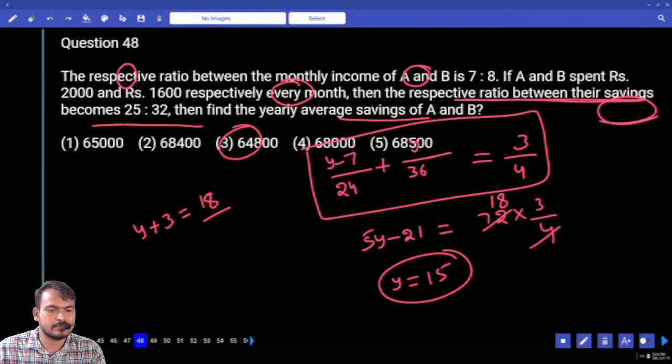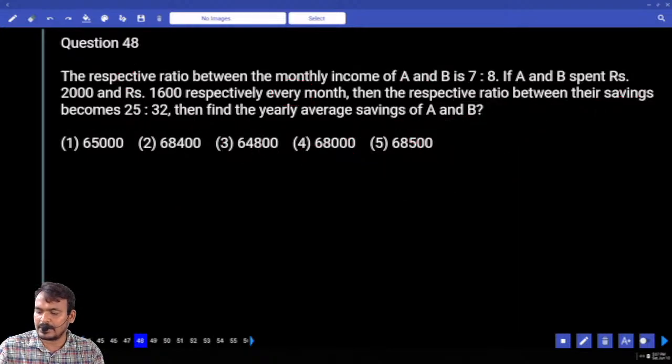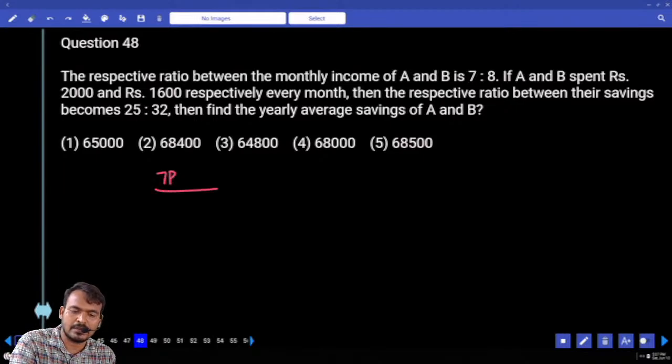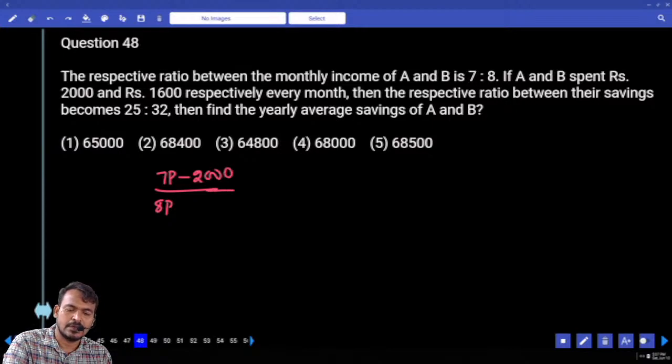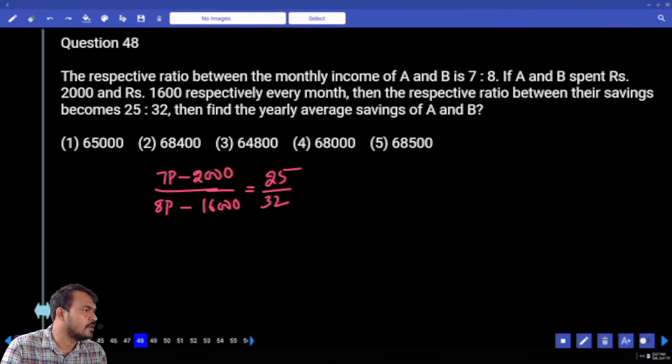Question number 48. The respective ratio between the monthly income of A and B is 7:8. If A and B spent 2,000, 1,600 respectively in every month, the respective ratio between their savings becomes 25:32. Find the yearly average savings of A and B. What is the income ratio? 7:8. One is 7 parts, another one 8 parts. And first one's spending how many rupees? 2,000. Income minus expenditure equal to savings. What is the savings ratio? 25:32.